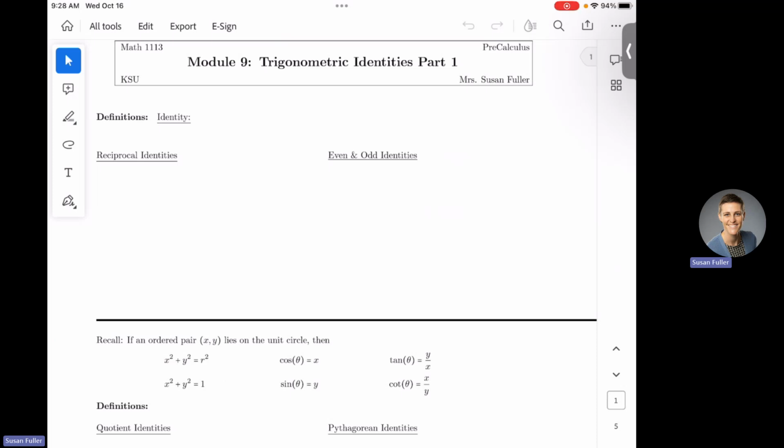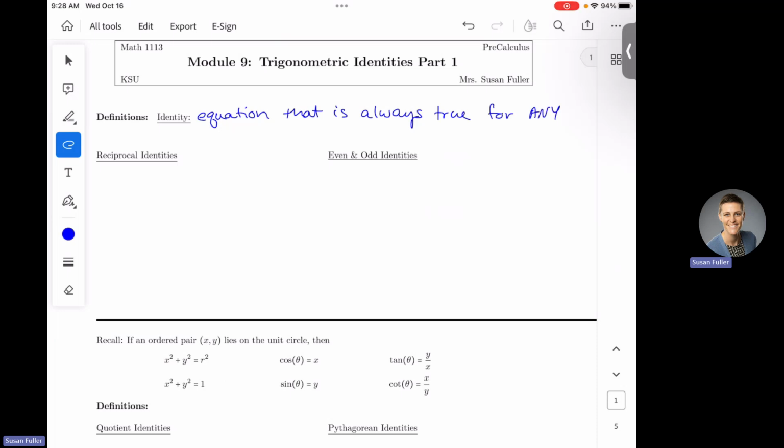So an identity in math is an equation that is always true for any value of your variable. I'm usually going to say x, but it can really be whatever variable is in there. It's always true for any value of your input variable.